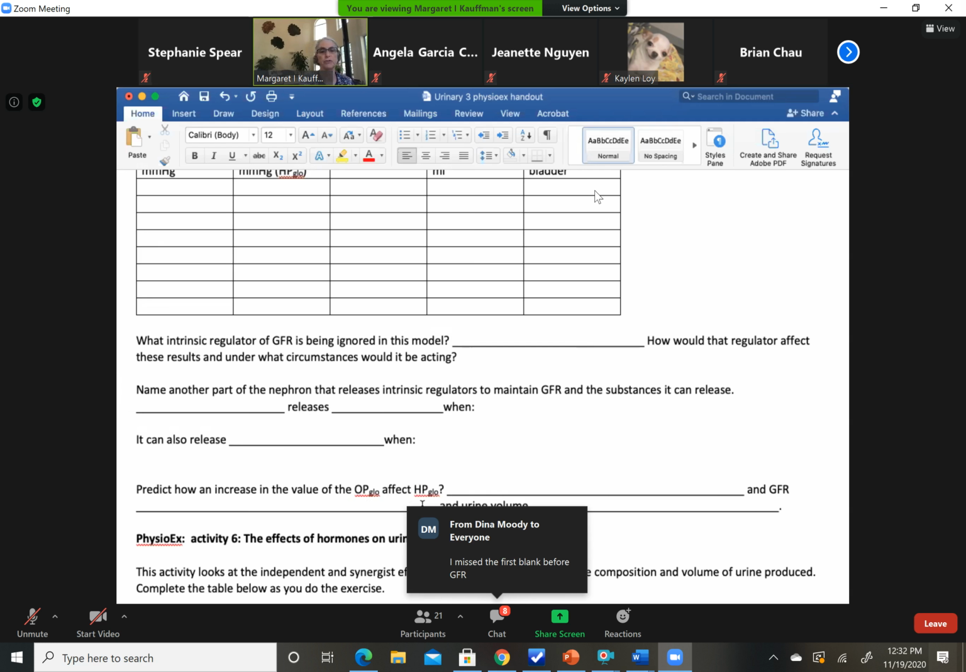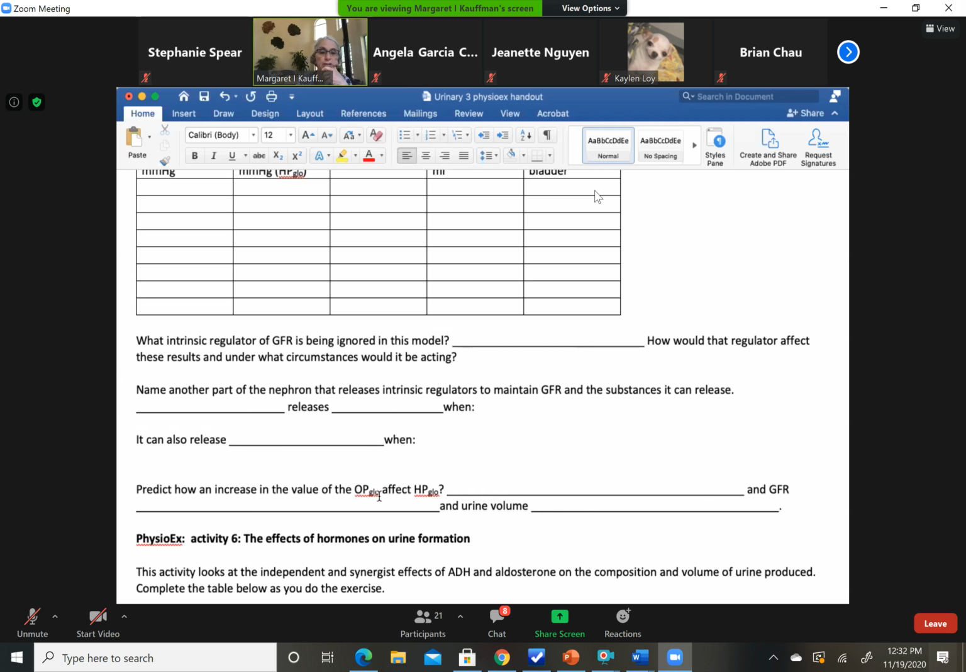And probably the way I've worded this should be the other way around. It should be OP glomerulus does this, and then how does HP glomerulus affect? Okay, missed the first blank before GFR. Yeah, probably this is the first draft of this. I should have said, how would the increase in value of this affect GFR and urine volume? And then subsequently, how would it affect HP glomerulus?